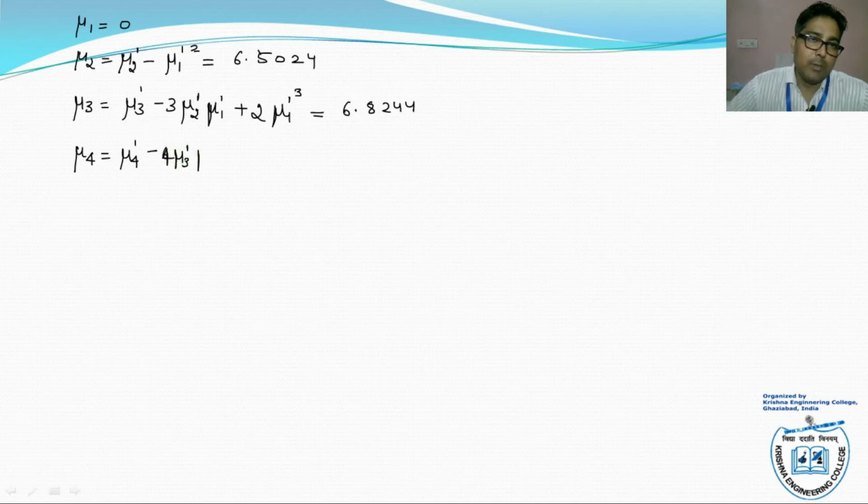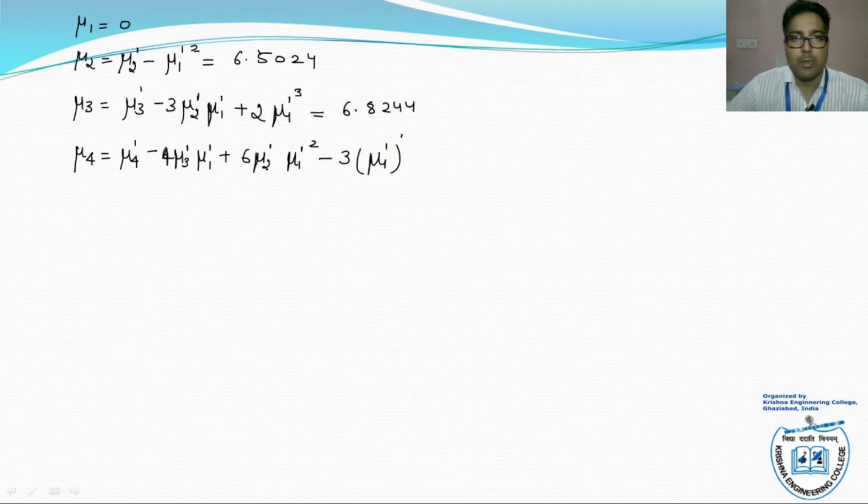And value of mu 4 is equal to mu 4 dash minus 4 mu 3 dash into mu 1 dash plus 6 mu 2 dash into mu 1 dash square minus 3 mu 1 dash to the power 4. So this becomes 167.1596. Skewness.